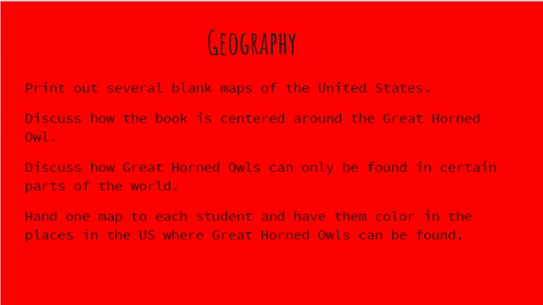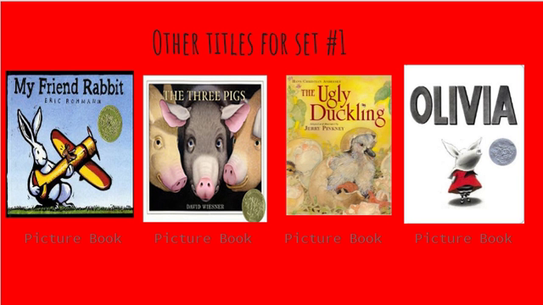For the geography lesson, I decided to have the students think about where the great horned owl can be found in America. I would discuss with them how the owl that the father in the story is calling to is the great horned owl and how it can be only found in certain places in the U.S. I would print out one blank map for each of my students, and together we would discuss the places that the great horned owl can be found, and the students would color in the places on the map where it can be found.